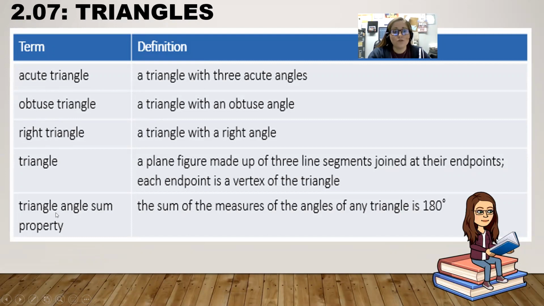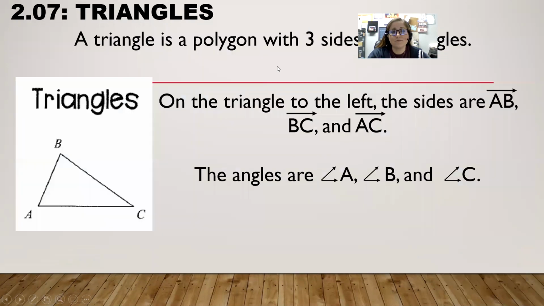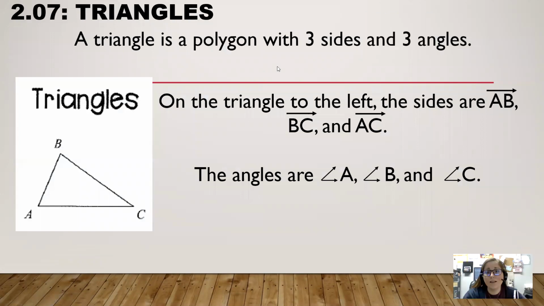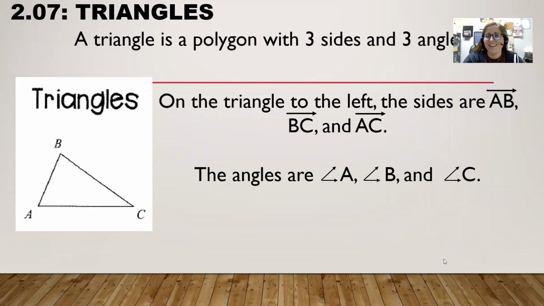And then also this triangle angle sum property, which is also referred to as the angle sum theorem. The sum of the measures of all of the angles of any triangle has to add up to equal 180 degrees. So these are all important key definitions to keep in mind as we go through this. A triangle is a polygon that has three sides and three angles.